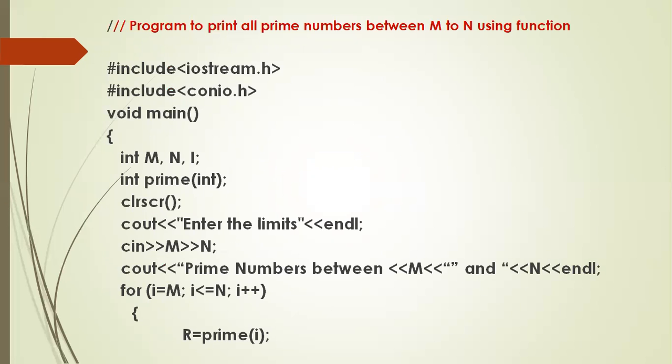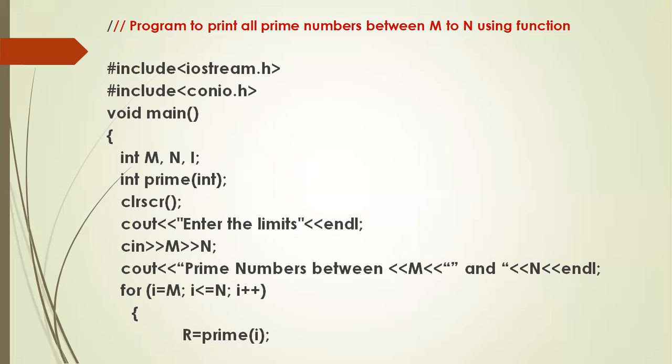The last one is to print all the prime numbers between m to n using a function. So you have to display all the prime numbers between 2 limits. If m equal to 10 and n equal to 20, your output should be 11, 13, 17 and 19. 4 numbers should be displayed. But you have to check whether a given number is prime or not using a function. You write the function only once, but you have to call it many times from a for loop, which varies from the value of m to n.